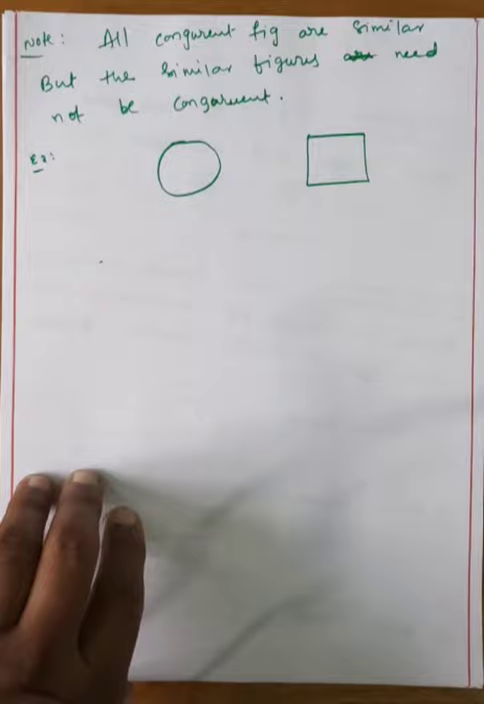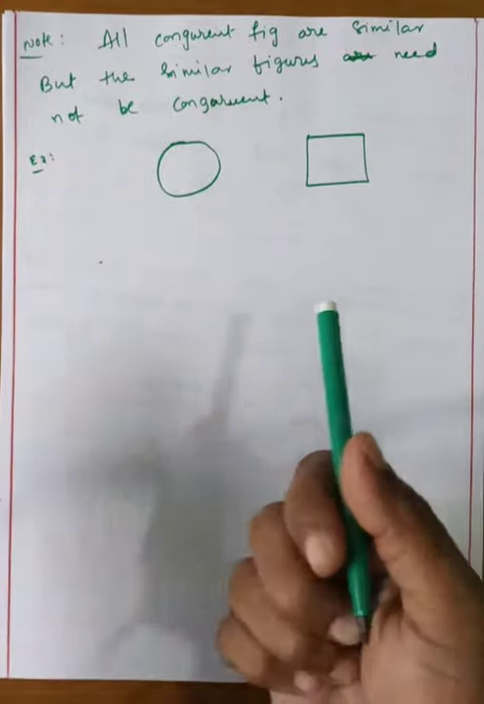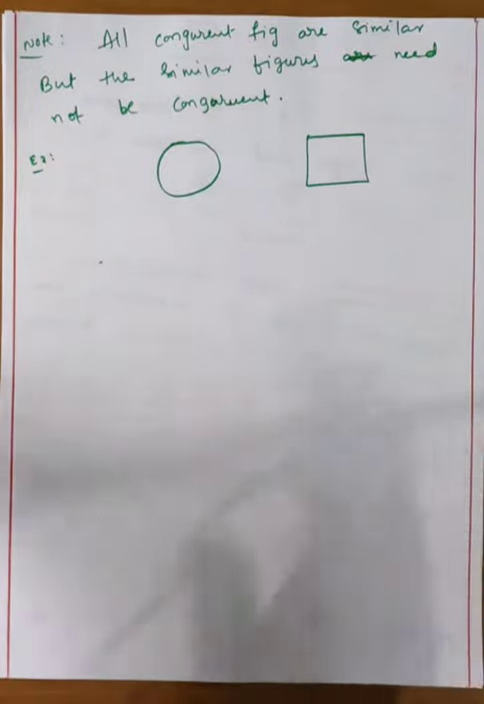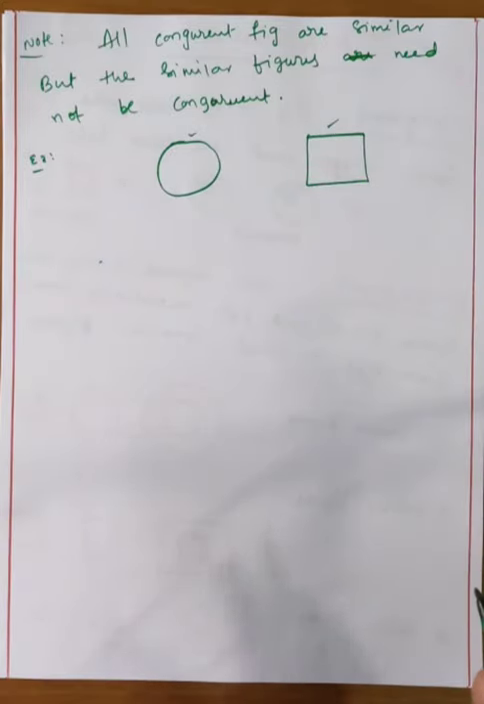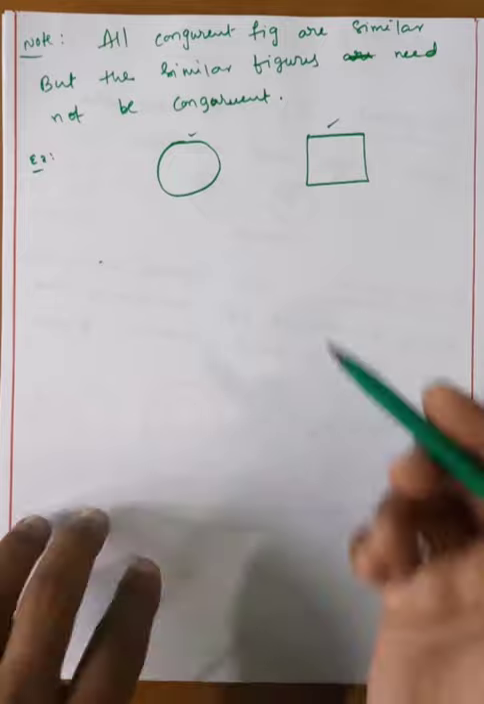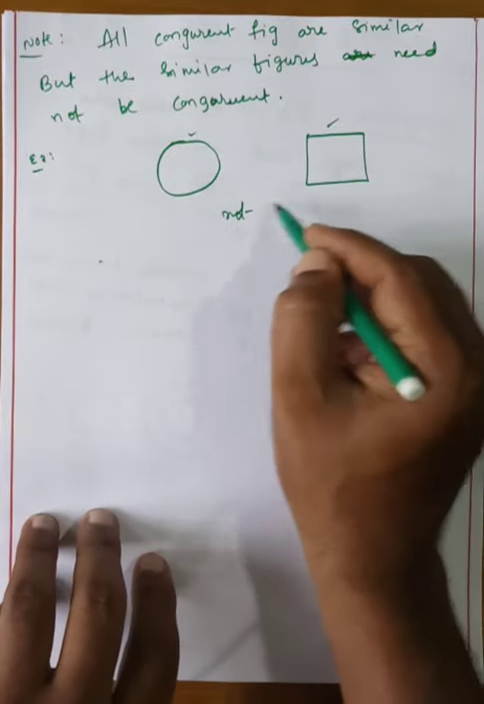Can a circle and a square be similar? No. Similar figures have the same shape, not necessarily the same size. This is the circle, this is the square. They have no same shape, so they are not similar.